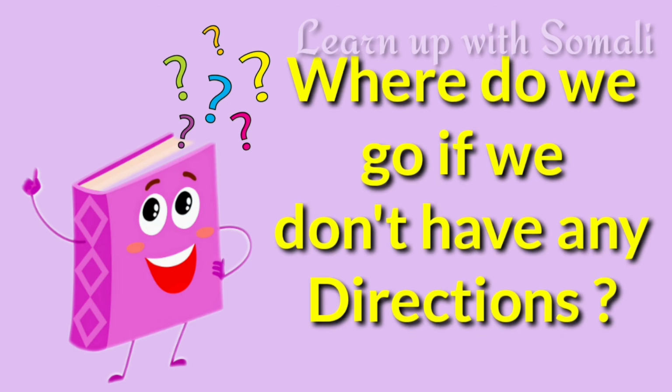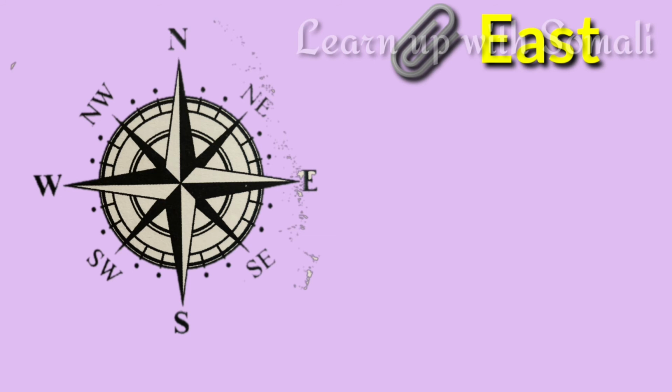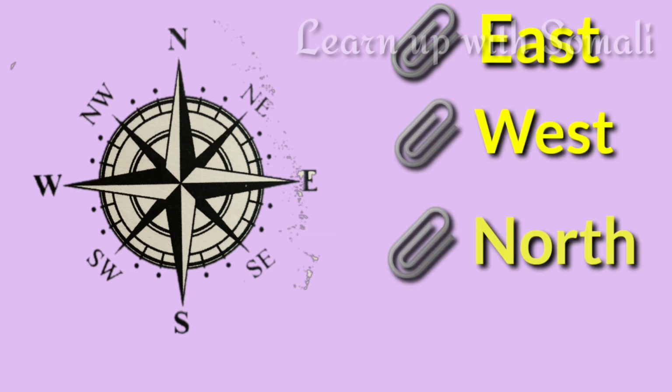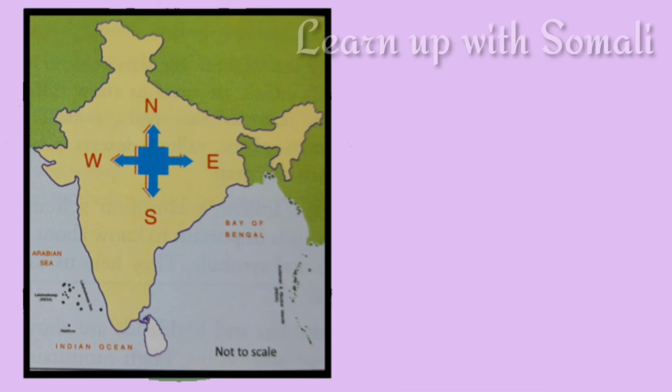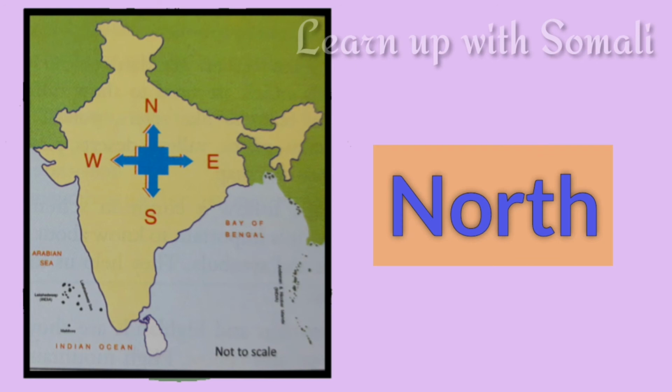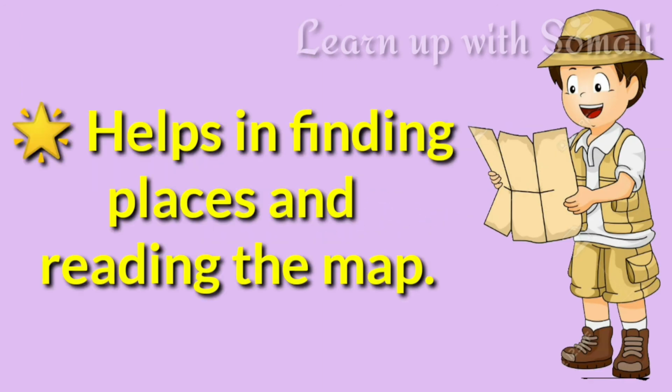Where will we go if we don't have any directions? There are four main cardinal points or main directions. They are east, west, north, and south on the map. The topmost part of a map is always the north direction. Now let us know how directions help us. It helps us to find places and in reading the maps.